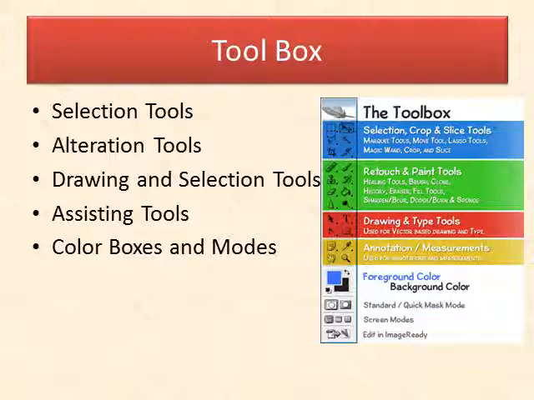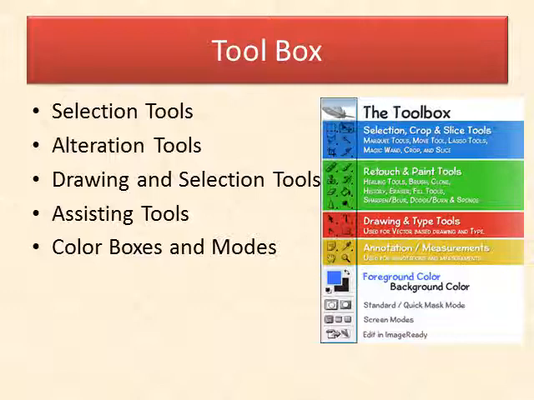Now we will learn about the toolbox in detail. Children, the toolbox in Photoshop can be divided into 5 parts. They are selection tool, alteration tool, drawing and selection tool, assisting tool, color boxes and modes.